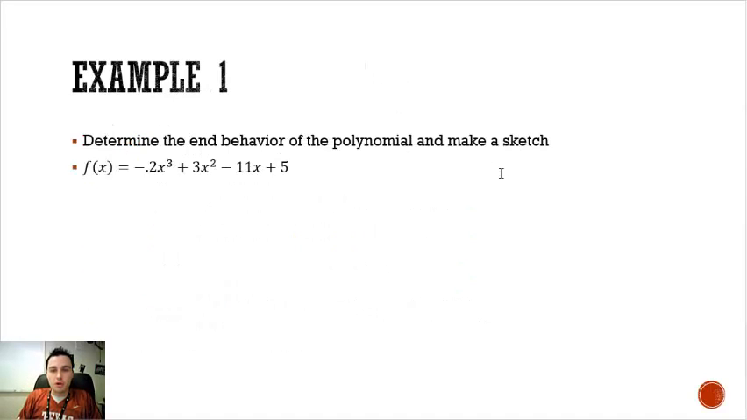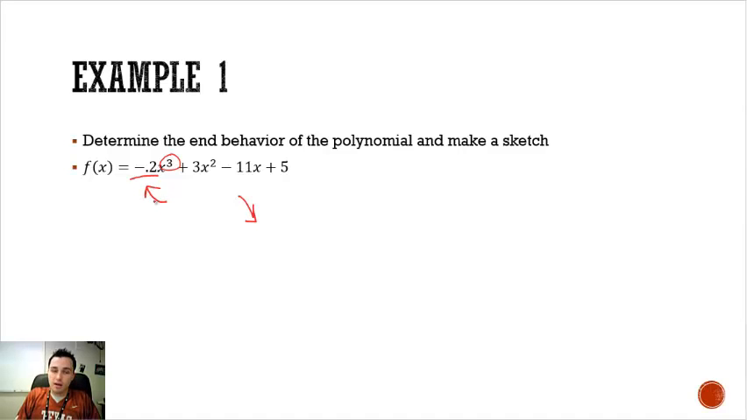So let's just do a real quick end behavior question. We're going to determine the end behavior first, and then we're going to sketch it. First, I look at the degree. It's cubed, so that's an odd degree, and odd degrees mean that the endpoints go in opposite directions. Then I look at the leading coefficient and see that it's negative. So a negative leading coefficient means that on the right-hand side, it should be pointing down, and on the left-hand side, it should be pointing up.